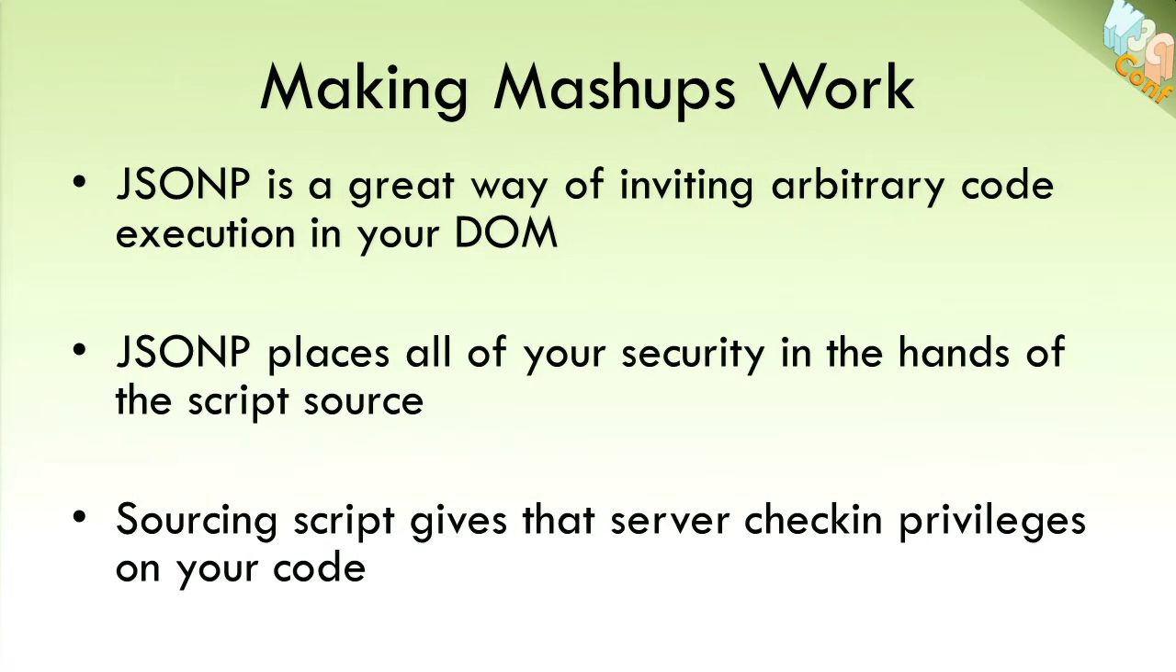But on the other side of things, we think of JSONP as a great way of inviting arbitrary code execution, which is the end-all, be-all security flaw, if we think about it that way. Everything we want to do as an attacker is run code that the developer doesn't want us to run. And when we, as a web developer, invite script to run in our DOM, we're inviting very specifically client code or arbitrary code execution, but at least we know where it's coming from. It's coming from jQuery or Google or whatever else. But you are still inviting that.